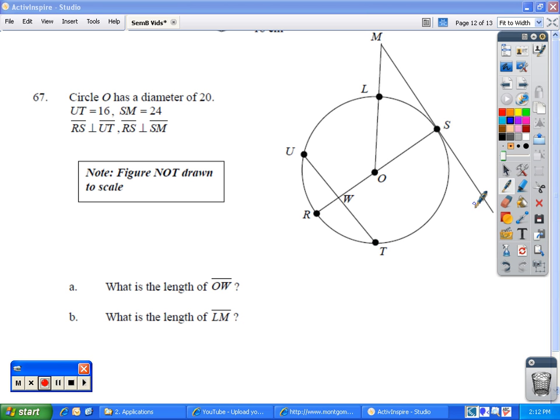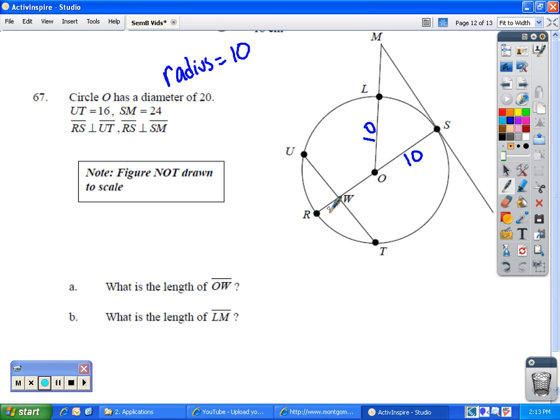Number 67. All right, so now we're going to see this circle. We're going to look at all the segments that have intersected it, and we're going to find the length of different ones of them. So we know it has a diameter of 20. Now, I don't like marking diameters on circles, but if something has a diameter of 20, that tells me that the radius has to be half, which is just 10. So now I know that the radii are 10, and I can actually mark all of the radii. OR is a radius as well, and so that will also be 10, and I might need to know that.